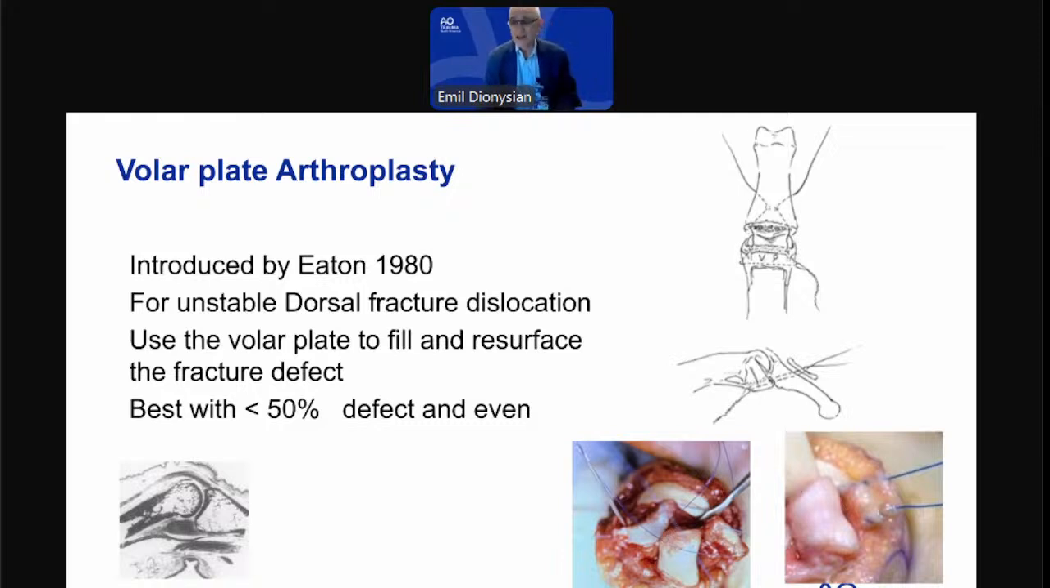You can see in this right lower corner picture, the volar plate is a thick, stout piece of fibrocartilaginous tissue. By putting sutures through with a keyed needle through the base of the middle phalanx, we can resurface the area and hopefully hold it in place. Now, of course, most of the studies show that this actually works best only if you have a defect less than 50%. If it's more, then it's going to be difficult for it to work ideally.